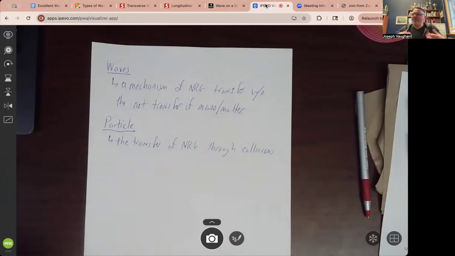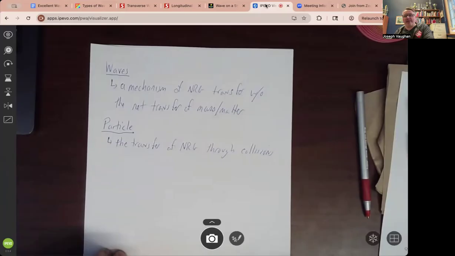So now, what is a wave? It is a mechanism of energy transfer without the net transfer of mass or matter. We'll come back to that word net again in a moment.